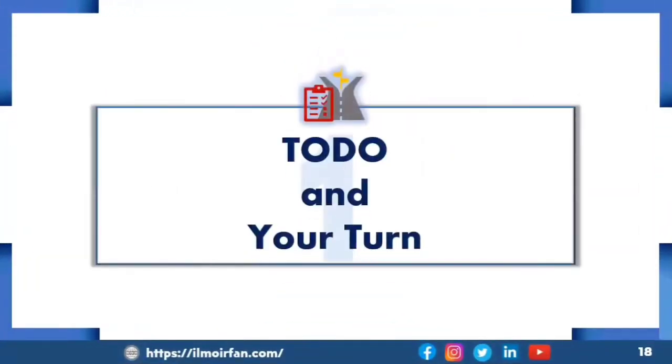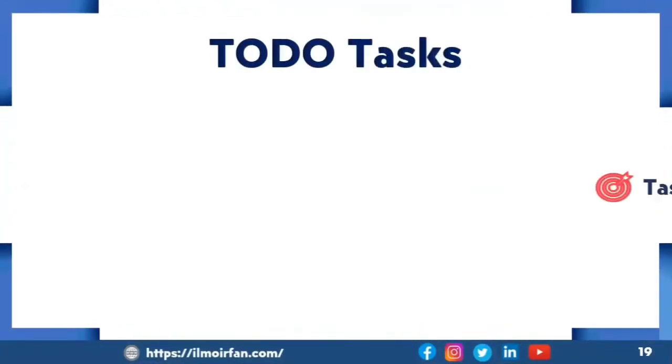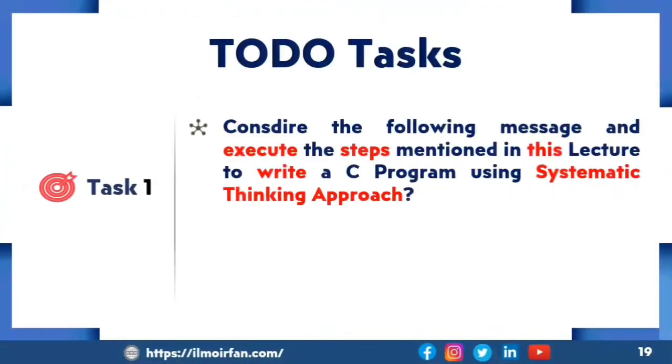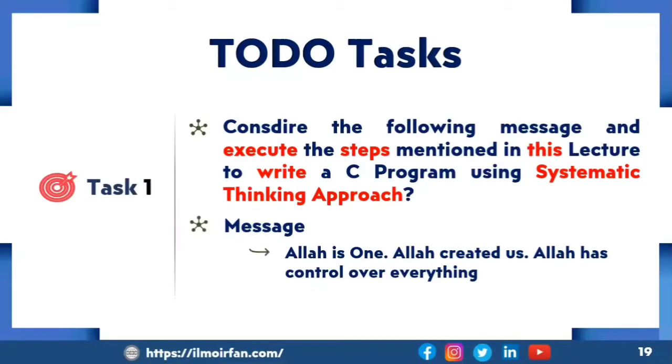To do and your turn task. The to do task for this part of the lecture is to consider the following message and execute the steps mentioned in this lecture to write a C program using systematic thinking approach. Message is: Allah is one, Allah created us, Allah has control over everything.